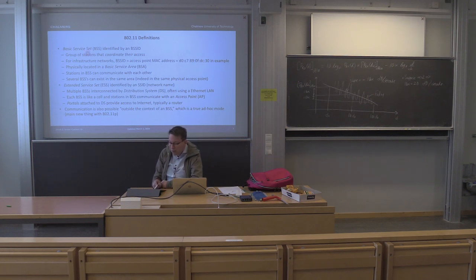Now these BSSs, basic service sets, are physically located in an area. We can think of this maybe as a building or a floor, a couple of rooms in a building which is served by an access point. This is called the basic service area. And stations in a BSS can communicate with each other. And several BSSs can exist in the same area.